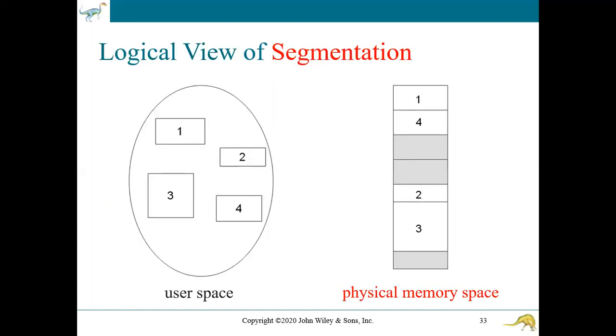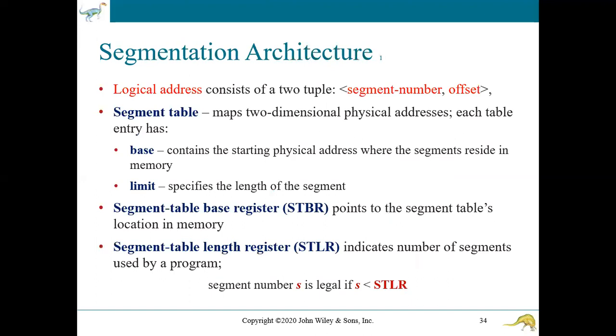So logical view of segmentation, segment 1, 2, 3. So they're non-contiguous. Look at them. Don't need to be contiguous. So 1, 4, 2, 3, they can be loaded even anywhere in the physical memory, right? So logical address consists of two tuples. Like, you have a segment number and offset within the segment.